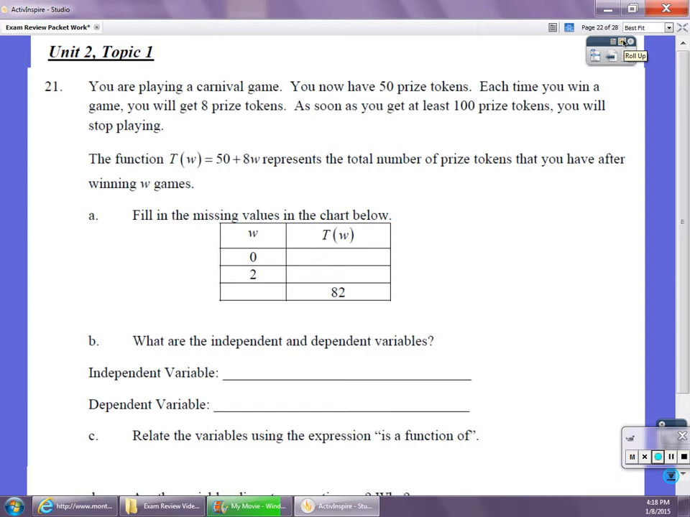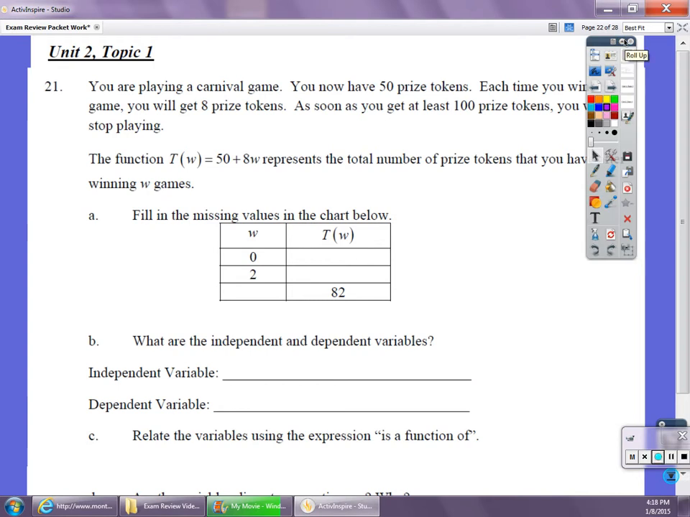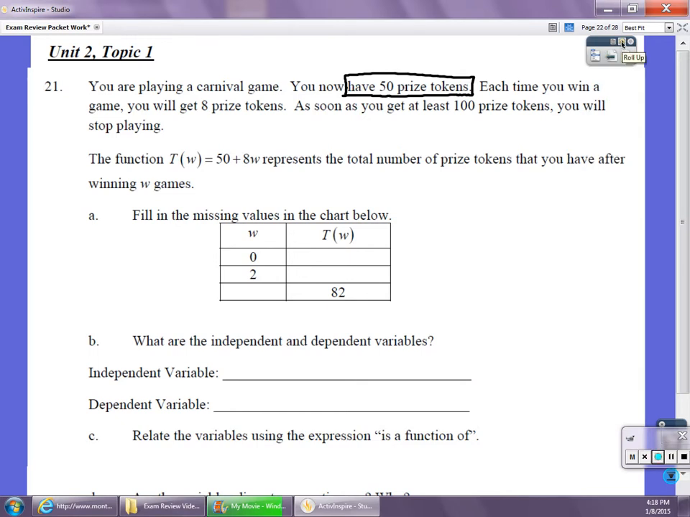I have lots of important information here. We currently have 50 prize tokens. That's where we're starting. Each time you win, you get 8 prize tokens, and as soon as you get at least 100 prize tokens, you will stop. So they're kind of restricting how many tokens we can earn there.